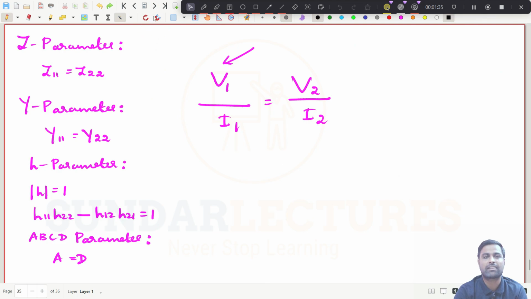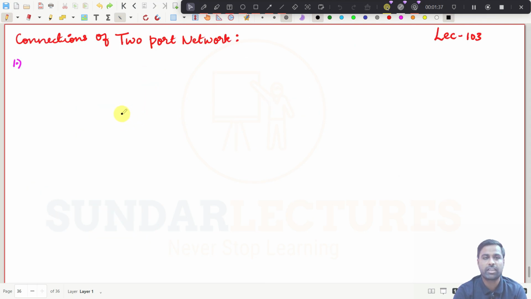And in this class, we are going to see connections of two-port networks. Connections, which means what? If you have two different two-port networks, and we connect them in series, then what happens? If you connect them in parallel, then what happens? If they are connected in cascaded connections, like back to back connections, then what happens? How the network parameters will change, that is what we are going to see in this particular lecture.